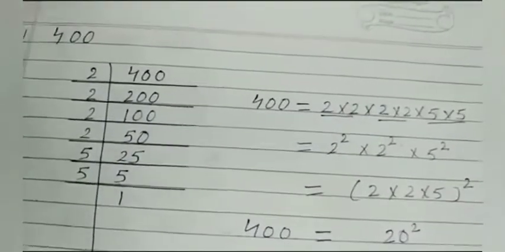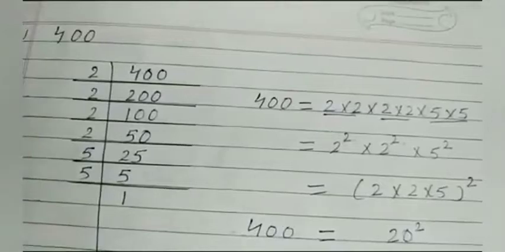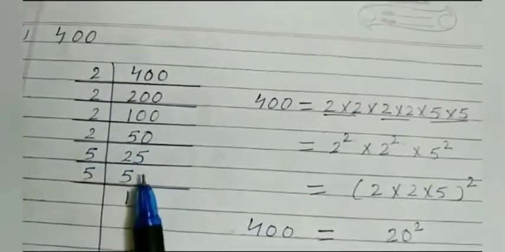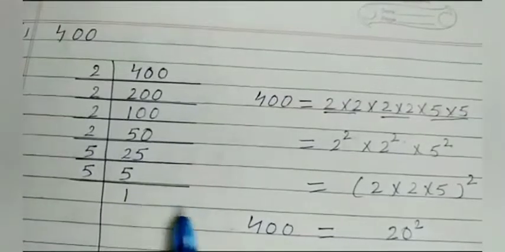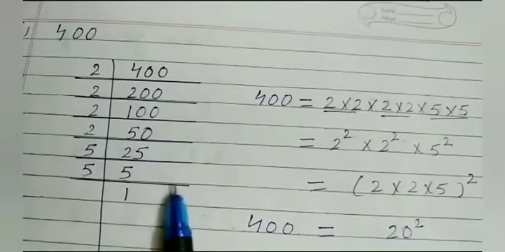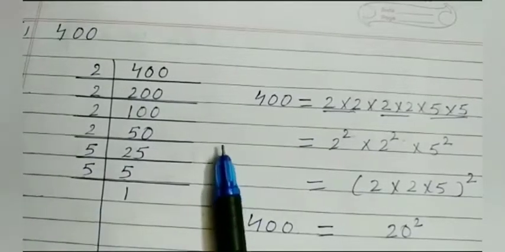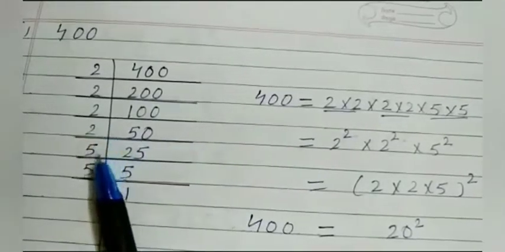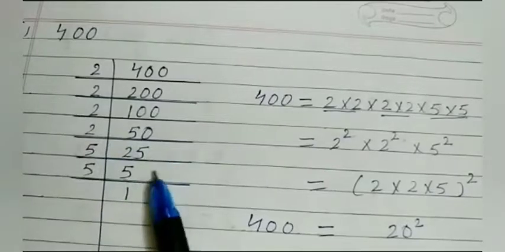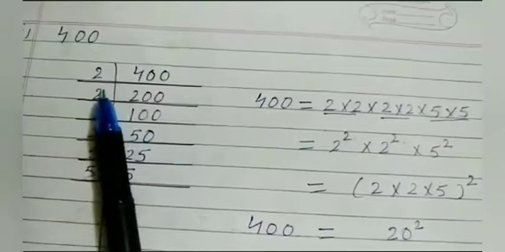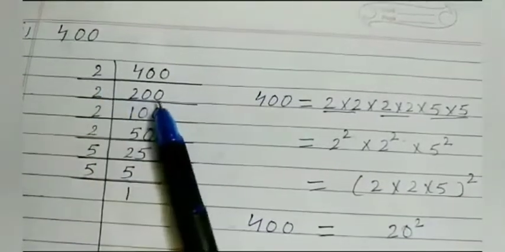We take next number 400. You can divide 400 by 10 or 5, but we cannot divide by 10 because 10 is not a prime number. We divide by the smallest prime number. First we start with 2. So we divide by 2 and we get 200.